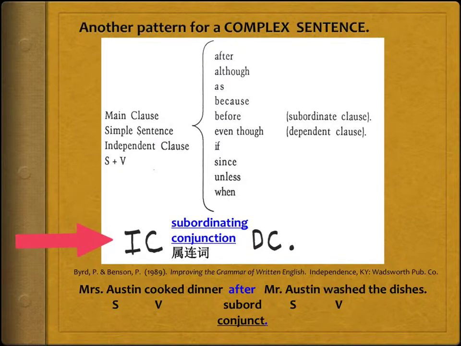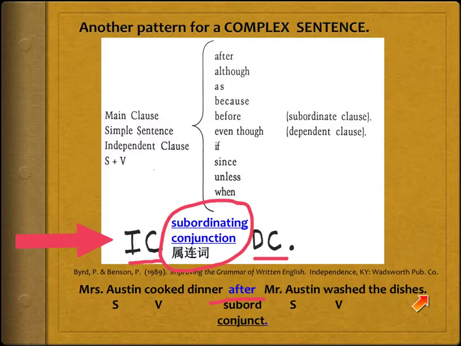That was one pattern. Let's take a look at the second pattern. The second pattern has the independent clause coming first, and the subordinating conjunction and then the dependent clause. There is no comma in this sentence. I see this mistake frequently in your writing, so you want to pay close attention to this. We have the independent clause, Mrs. Austin cooked dinner, subordinating conjunction after, and the dependent clause, Mr. Austin washed the dishes.